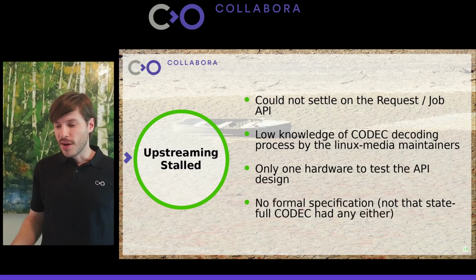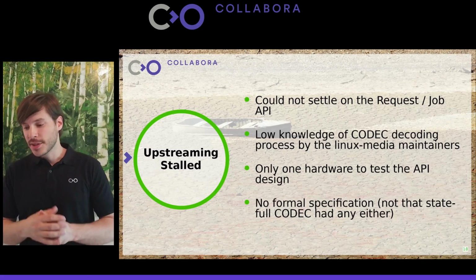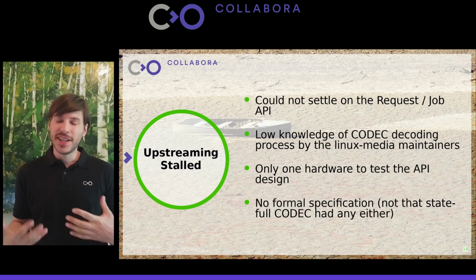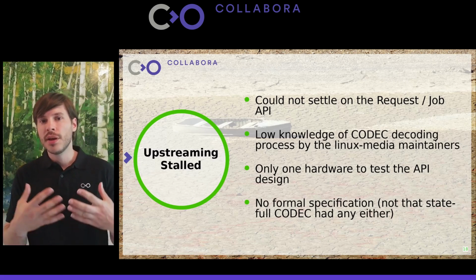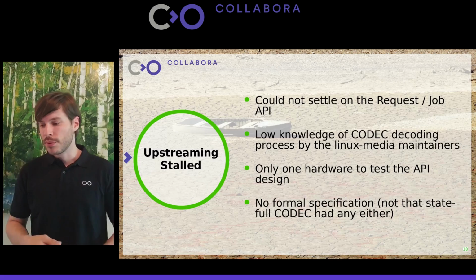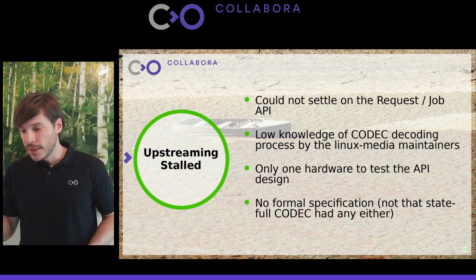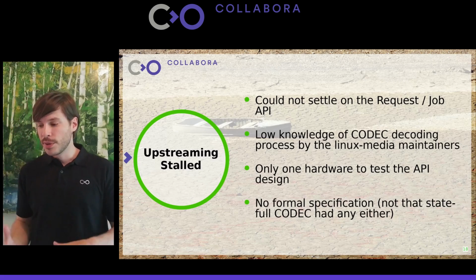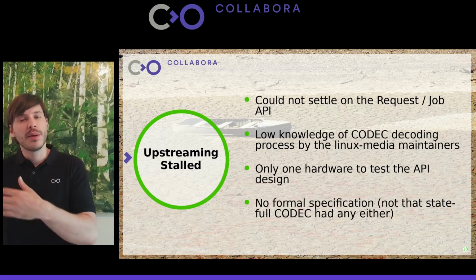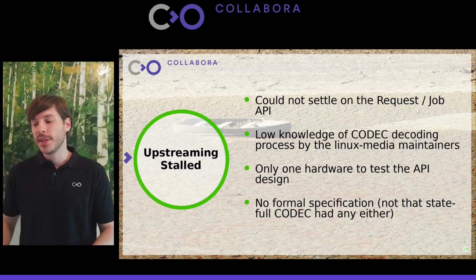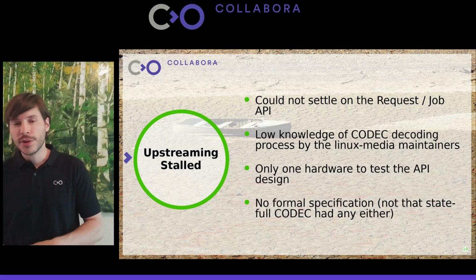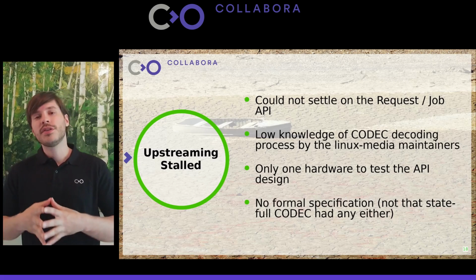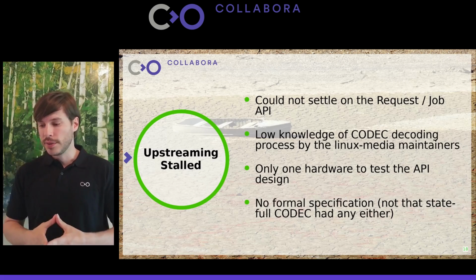So, as for our stateless codec implementation, development was pretty much stalled. In fact, it was not stalled, but it was blocked on multiple work in progress. One of them was the request API. It was hard to finalize the request API. It was picked up and renamed to job API. People didn't like the name. It came back to request API. And it took a while before this was finalized. And it was a key feature in order to get this running.